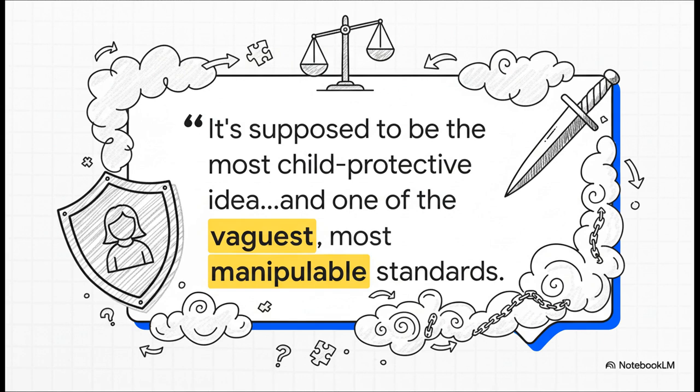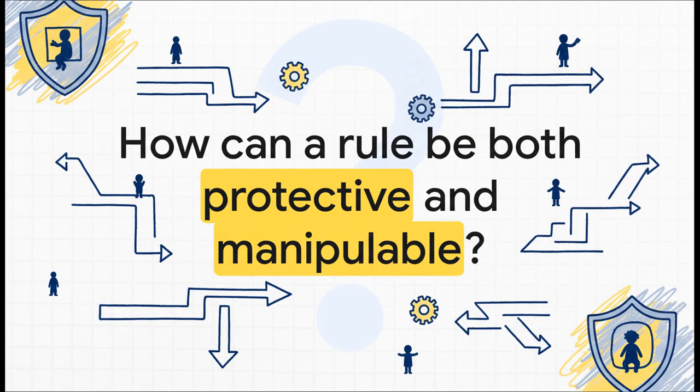But as this quote shows, it's a massive double-edged sword. It's supposed to be a shield for children, but, in the wrong hands, it can easily become a weapon. So, how is that even possible? How can one rule be both a shield and a weapon? Well, to get to the bottom of this, we've got to first look at what the rule is supposed to do. What's the ideal here?